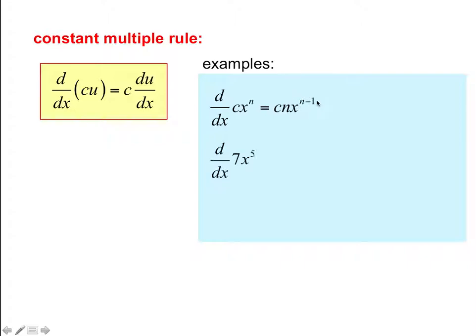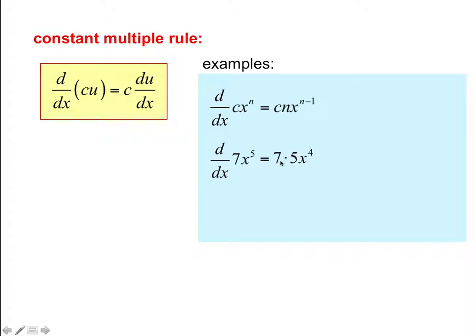So this is kind of how it goes. If I asked you what the derivative of 7x to the 5th is, if I gave you a second or two to think about that, you would probably come up with the answer 35x to the 4th. You have just done the constant multiple rule in your head, okay? So like I said, you're already doing this. It's not anything new.